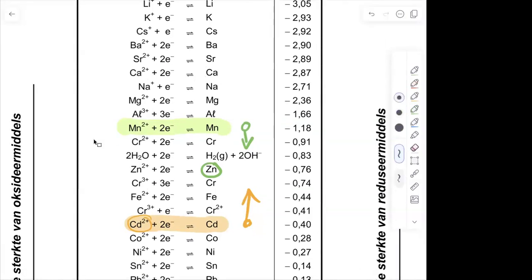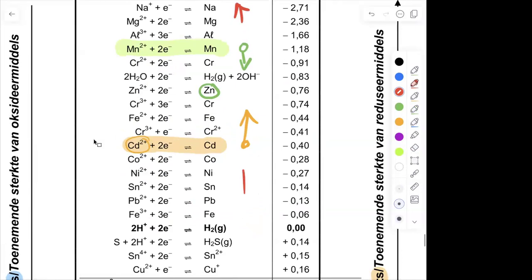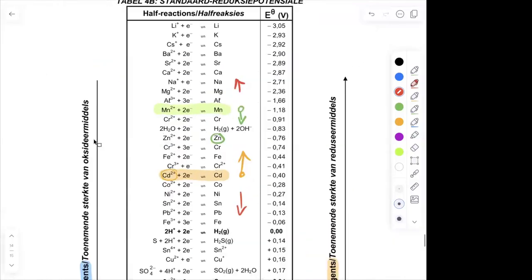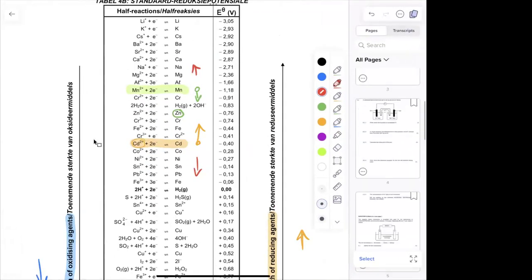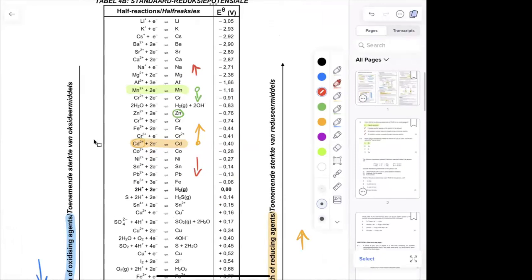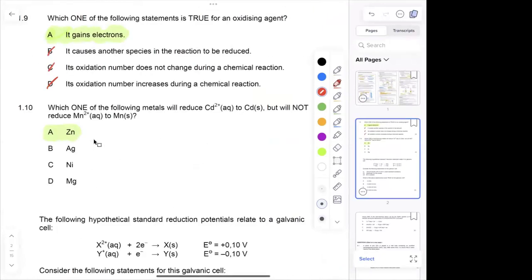All the other ones are probably going to exist up here, where they're strong enough to reduce both Mn and Cd, or down here, where they're not strong enough to reduce Cd or Mn at all. But zinc, we can see, is in between the two of them. That's the one I can use to reduce the Cd but not the Mn2+. I hope that makes sense, how we got to that answer. And that's how we use our table of standard reduction potentials, right? Don't panic. If you didn't get that, we still have 2 more chances for you to score some points.